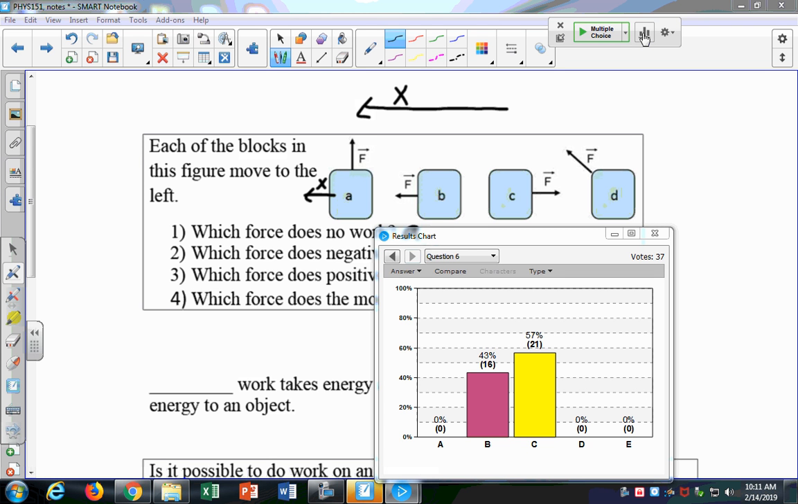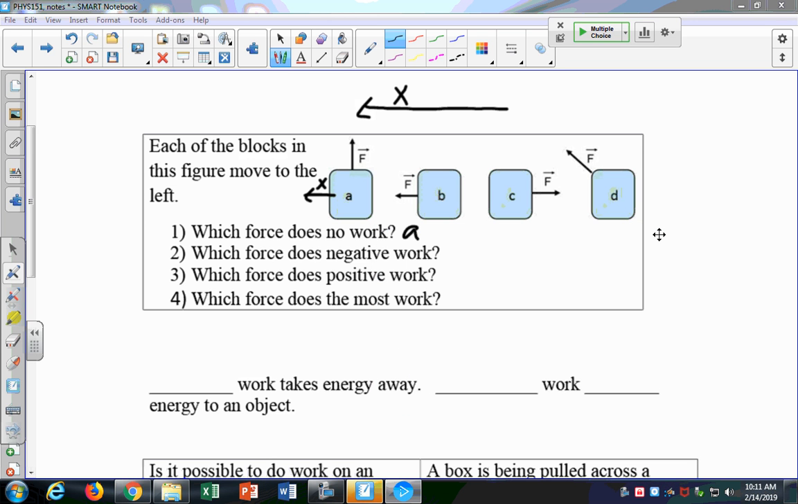It doesn't really matter the direction of the force. All that matters is the direction of the force relative to the displacement. So negative work occurs when the force and the displacement are in opposite directions. Positive work occurs when they're in the same direction. But negative, they have to be opposite one another. And so here, if x is to the left, which force is to the right? That's the answer, C. So the one that does negative work is C, because F and x are opposite.